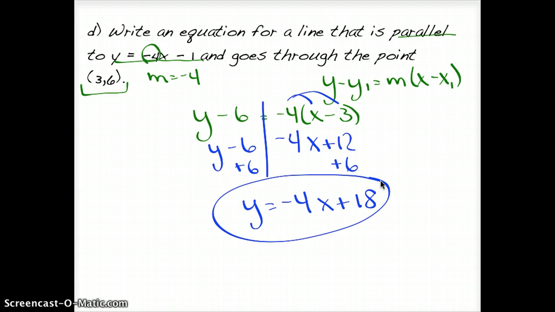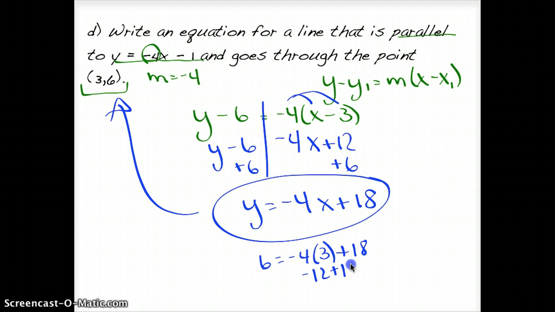And if I check to see if that really makes it true, my y was 6. I want to know if 6 really is negative 4 times my x, which was 3, plus 18. Negative 12 plus 18 really is 6. So I probably did everything correct. I have the correct slope and it does go through that point.